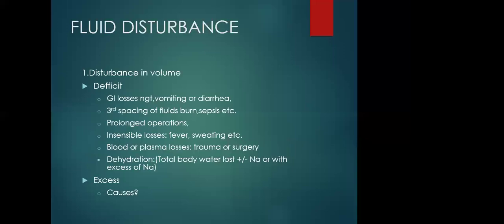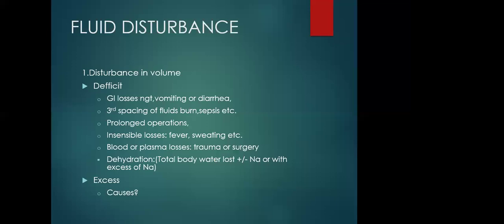Let's go to electrolyte management, and this is also an important part here. In electrolyte management, we begin with fluid disturbances. In what ways can fluid be disturbed? Number one, you have disturbance in deficit, and you can have a lot here from GI losses from NGT, vomiting, diarrhea, third spacing of fluids like in burns and sepsis, patients who have undergone long operations, patients who have fever or sweating, patients with blood or plasma losses, especially trauma or surgery. And also you can have patients who are dehydrated.